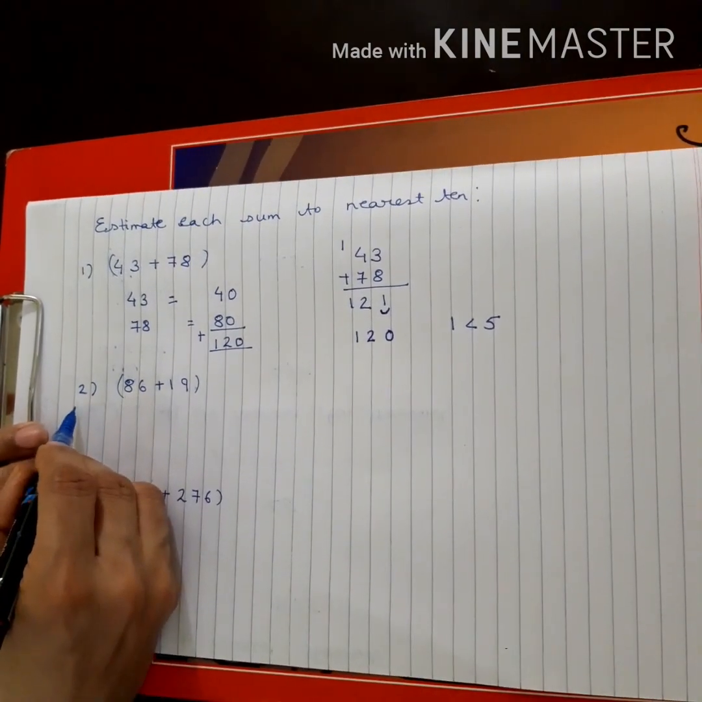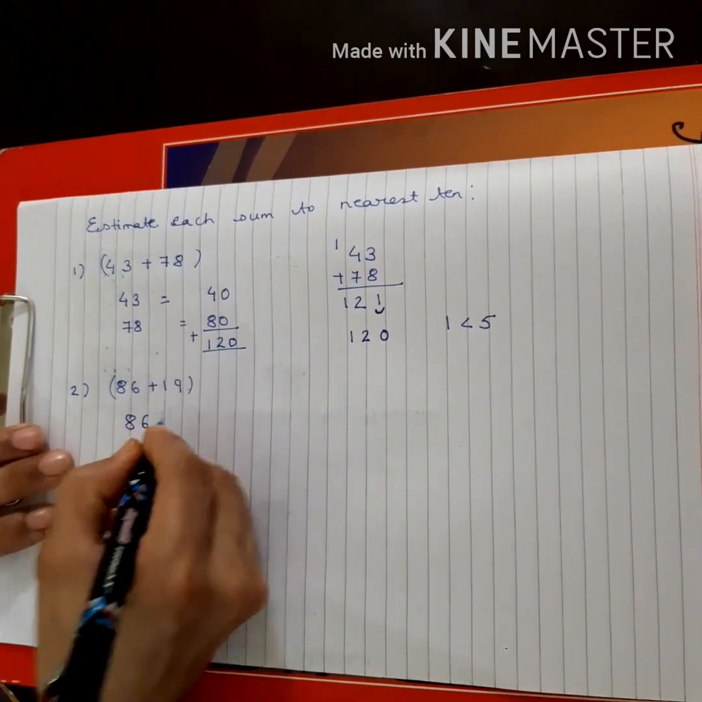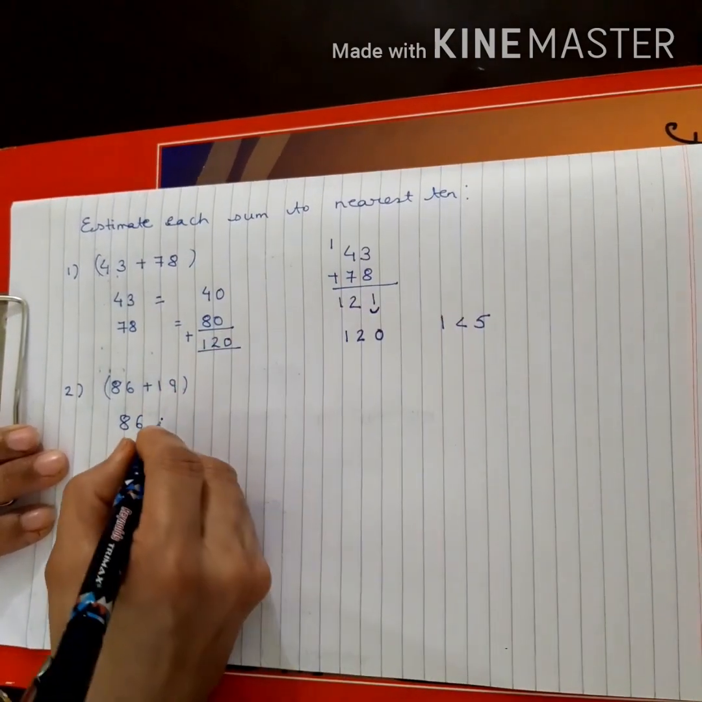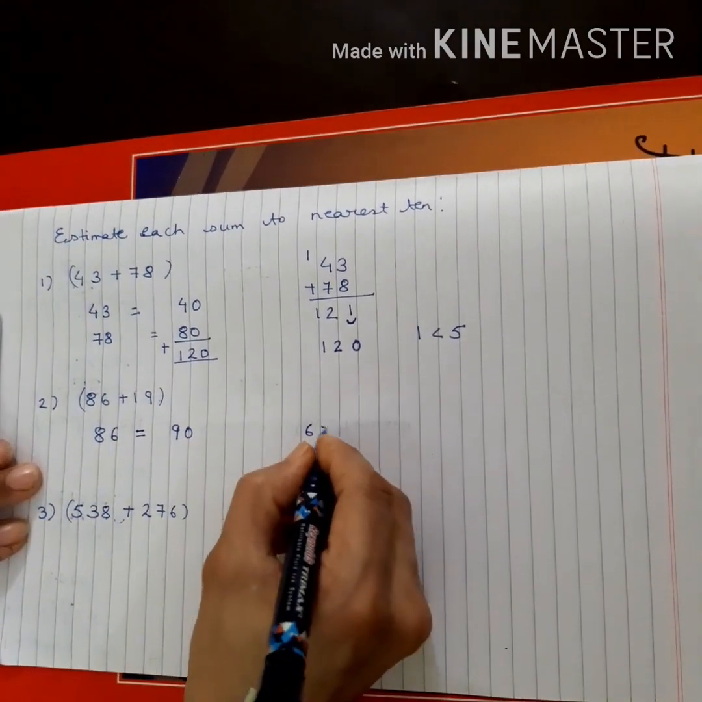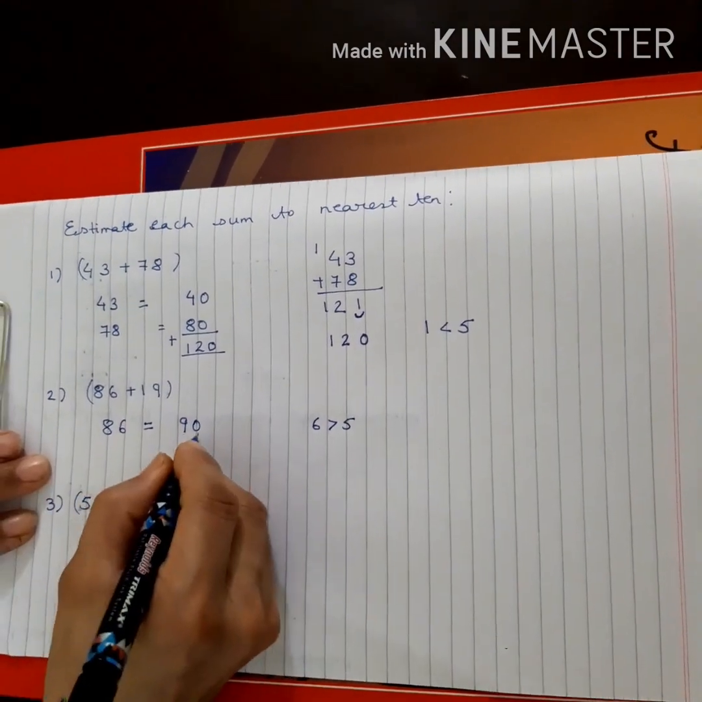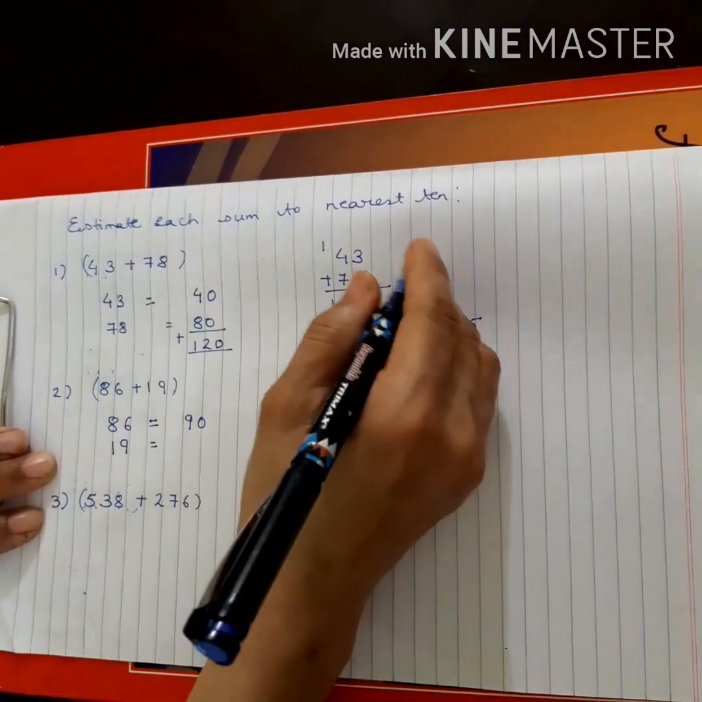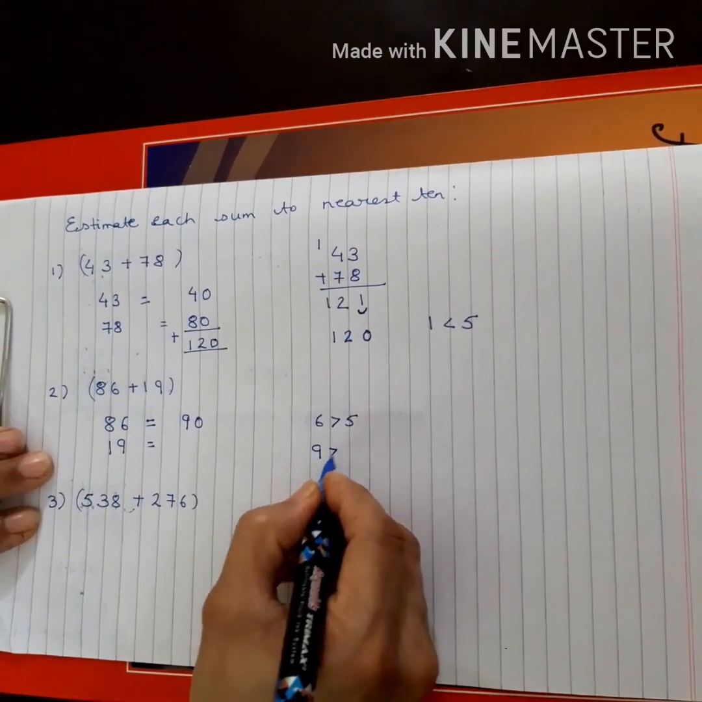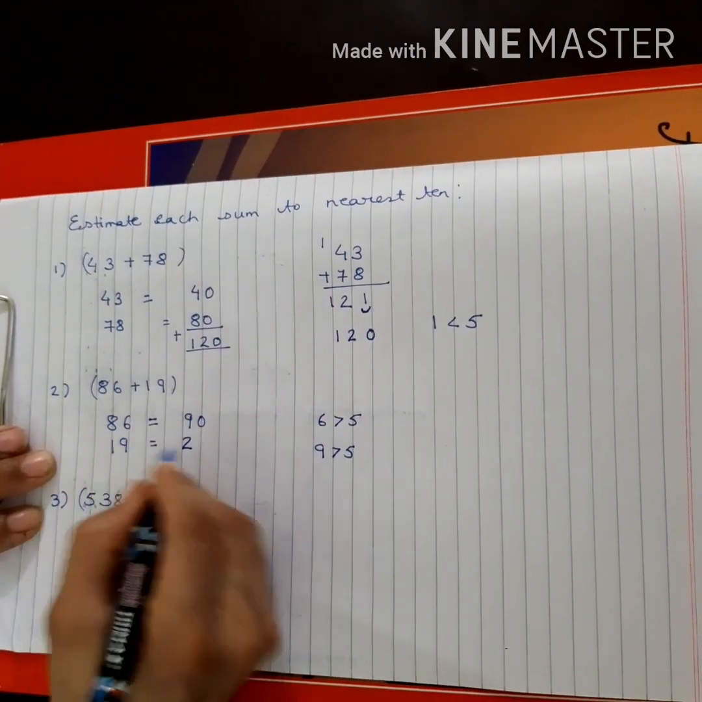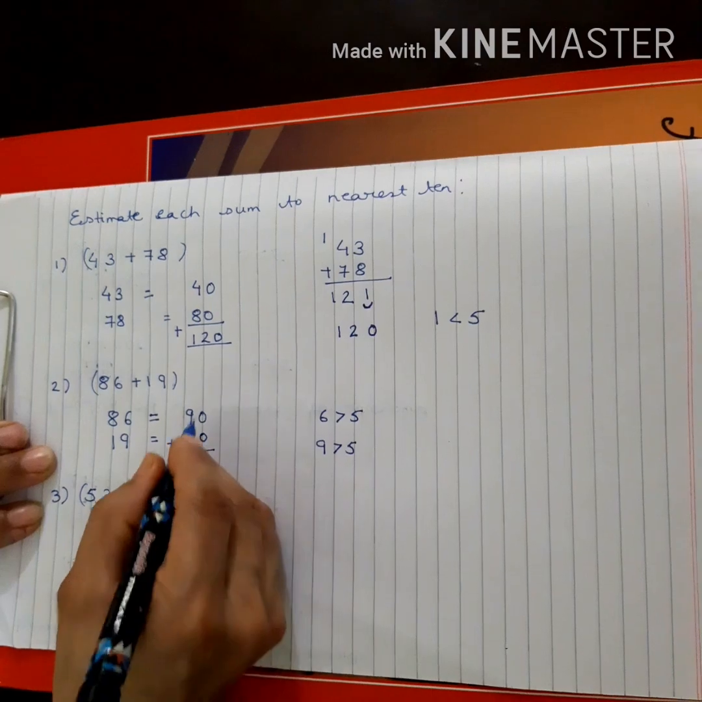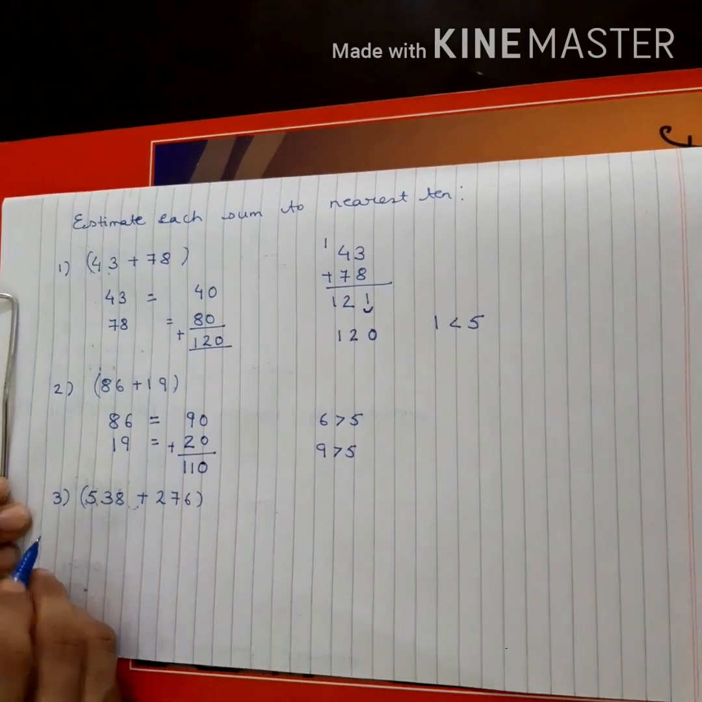Now let's take another example. 86 plus 19. Now we will round off this 86 to tens place, which will become 90 because this 6 is greater than 5. So this 8 will increase by 1 and it will become 90. Now we will round off 19 also to nearest tens. Again this 9 is bigger than 5. So this 1 will increase by 1 and it will become 2 and this will become 0. And we will add both the numbers. Answer will become 110.